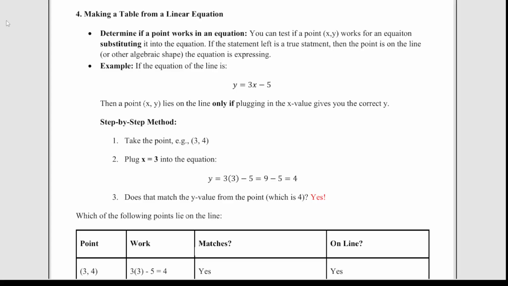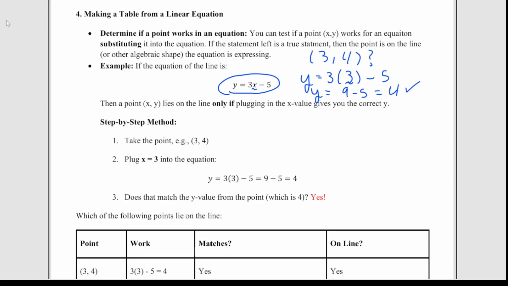Well, if a point exists on an equation, this equation is depicting some sort of recipe: if you plug in any x, you can output any y, and any xy pair has to make this equation true. So if, for example, I wanted to check if the point 3, 4 were on this line, I would plug in x is equal to 3, and then everywhere I see an x, plug in a 3, so y equals 3 times 3 minus 5. Y is equal to 9 minus 5. 9 minus 5 is 4. And indeed, that is on that line.